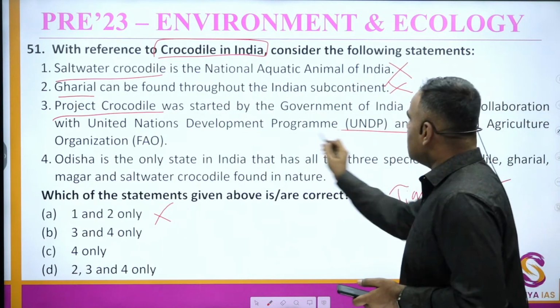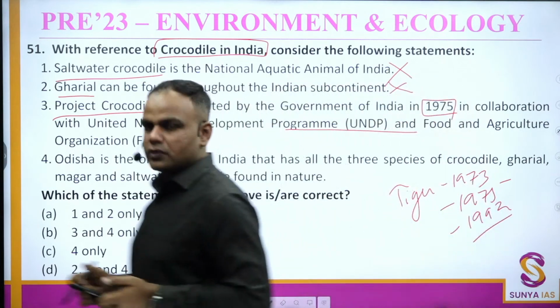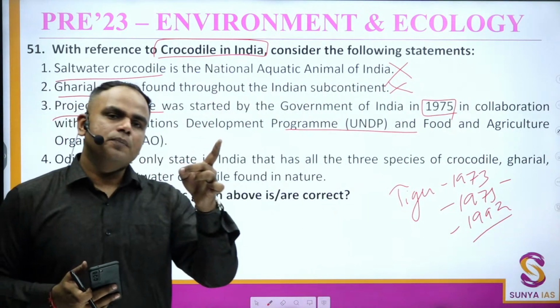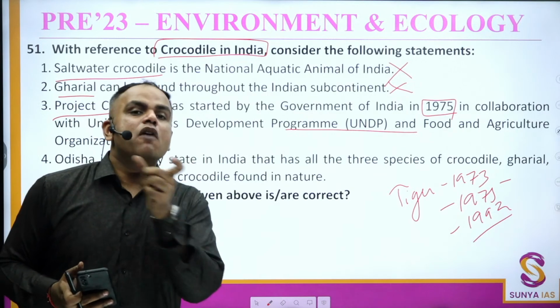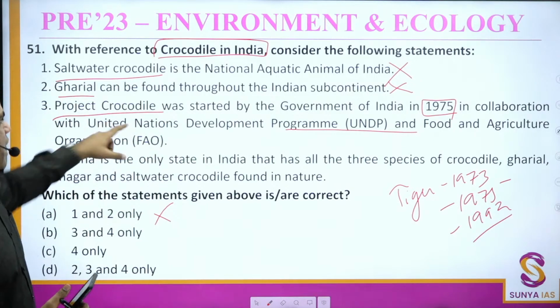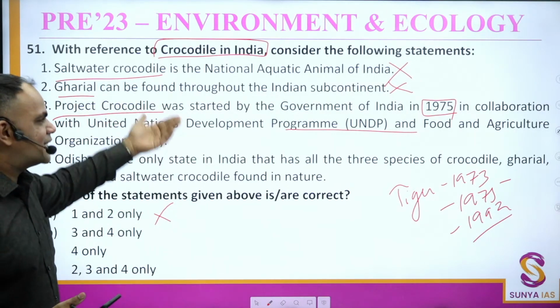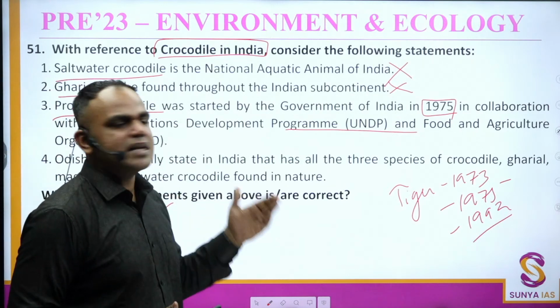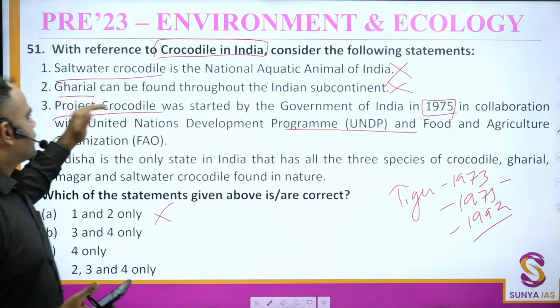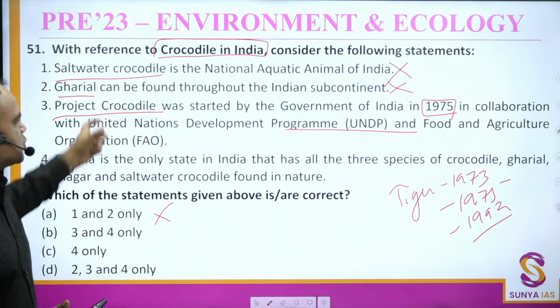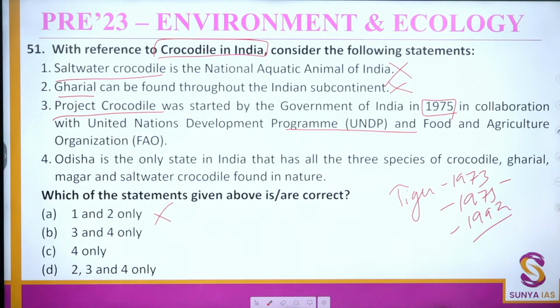and by UNDP and FAO. Okay, we have already seen FAO publishing the State of the World's Forests report, and again this is there. Otherwise, if it comes in the exam, you might wonder why FAO is responsible or being used in this project Crocodile, but this is true.